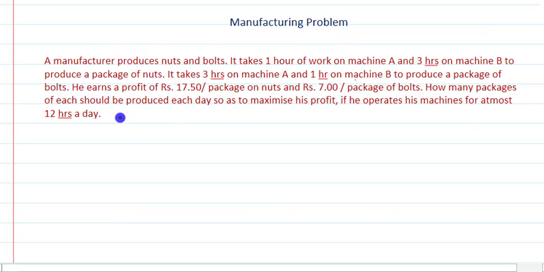Next, let me take a manufacturing problem. A manufacturer produces nuts and bolts. It takes 1 hour of work on machine A and 3 hours on machine B to produce a package of nuts. It takes 3 hours on machine A and 1 hour on machine B to produce a package of bolts. He earns a profit of rupees 17.50 per package on the nuts and rupees 7 per package for bolts. How many packages of each should be produced each day so as to maximize his profit if he operates his machine for at most 12 hours a day?